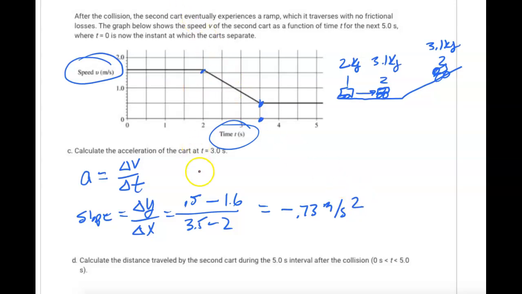So how do we get points? We get 1 point for doing all this work, and we get 1 point for the right answer with the right unit, and it needs to have a negative sign.